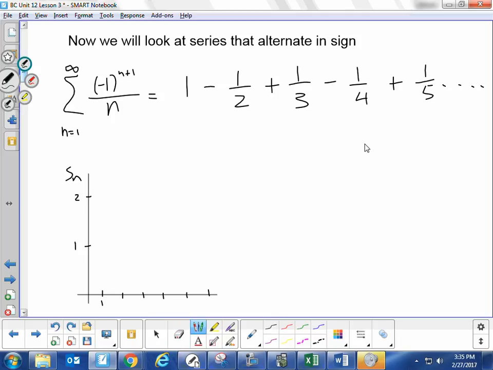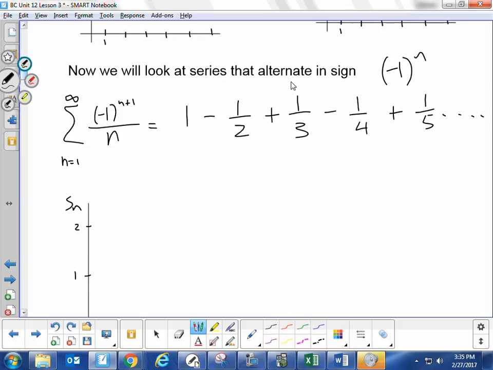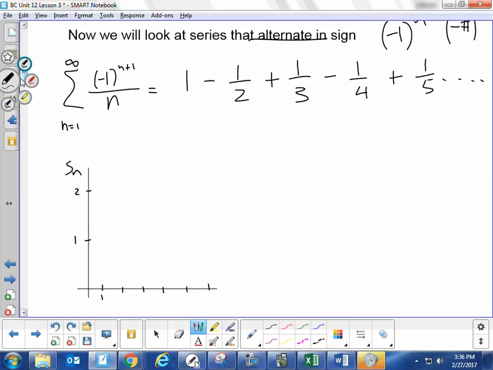The fact that we have some (-1) to some n power, you'll see n, n plus 1, n minus 1 in our expression, or just really any negative number to the nth power, means that because we're doing odd and even powers, most likely our terms are going to alternate. Okay? Well, let's look at the partial sums for this one.